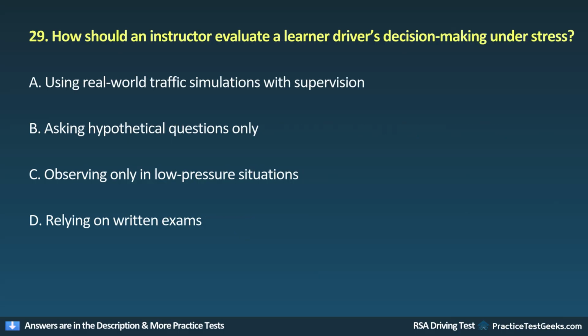29. How should an instructor evaluate a learner driver's decision making under stress? A. Using real world traffic simulations with supervision. B. Asking hypothetical questions only. C. Observing only in low pressure situations. D. Relying on written exams.